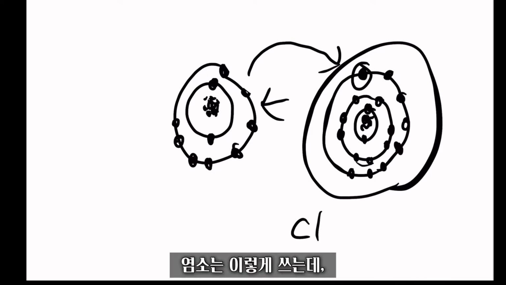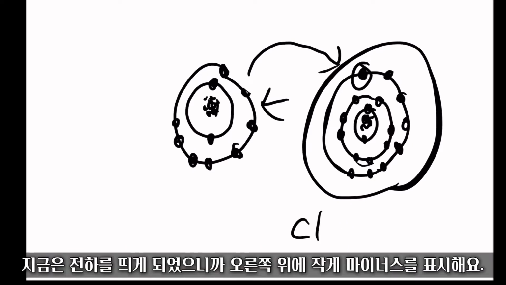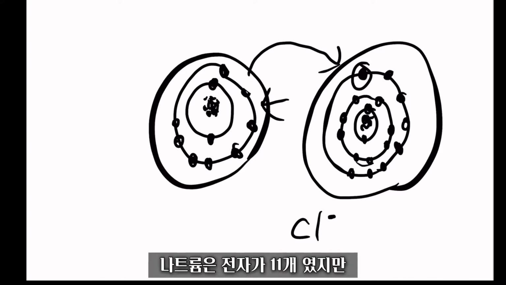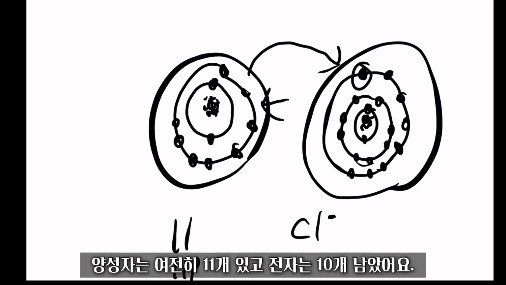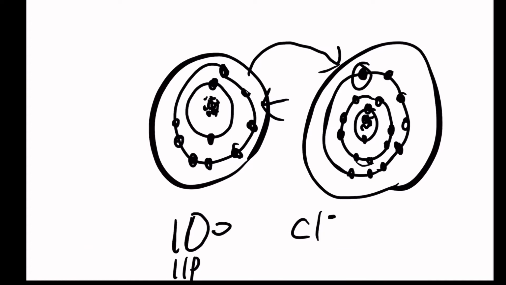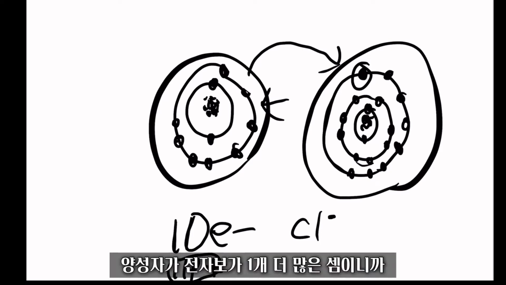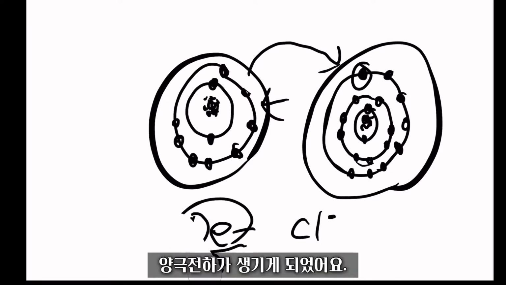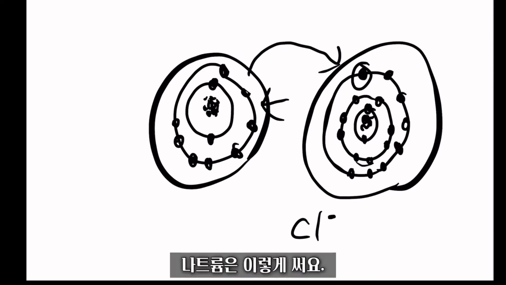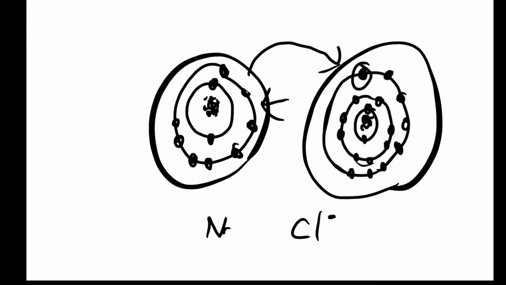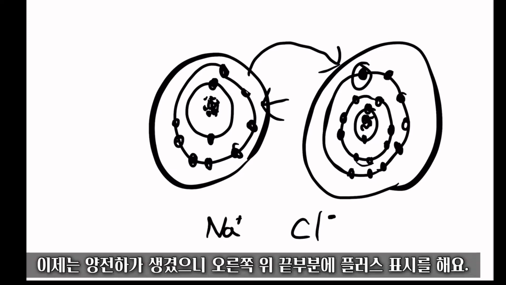Chlorine, its symbol is Cl, but because it has a negative charge, we write it like this, chlorine negative. Sodium had 11 protons, but it gave 1 electron, so now it has 10 electrons and 11 protons. It has more protons than electrons, so it gets a positive charge. Sodium's symbol is Na, but because it's positive, we write a little plus in the top right corner here.